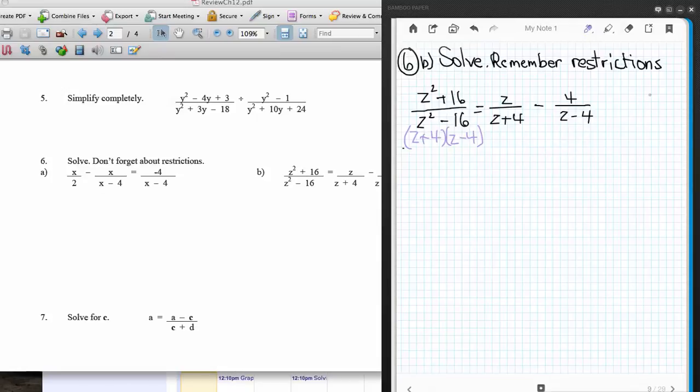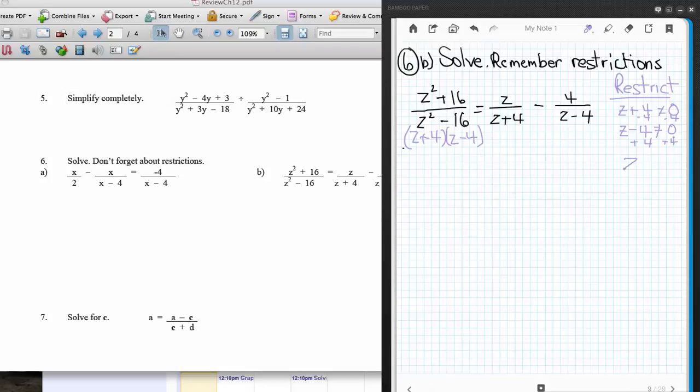Now I look at my restrictions before I get too involved in this. So my restrictions, because a z plus 4 and a z minus 4 can't be equal to, oops, I just wrote x, because a z minus 4 and a z plus 4 can't be equal to 0. That's the two things that are in the denominators. So there's one of them. And there's the other one, and that doesn't equal 0 either. So from this one, I will get a minus 4, and from this one, I'll get a plus 4.